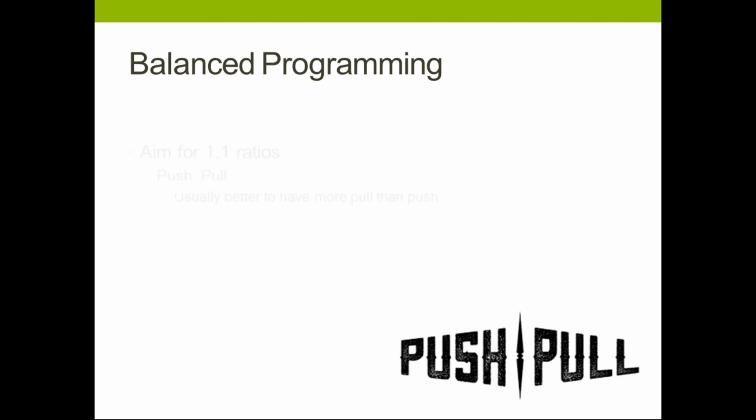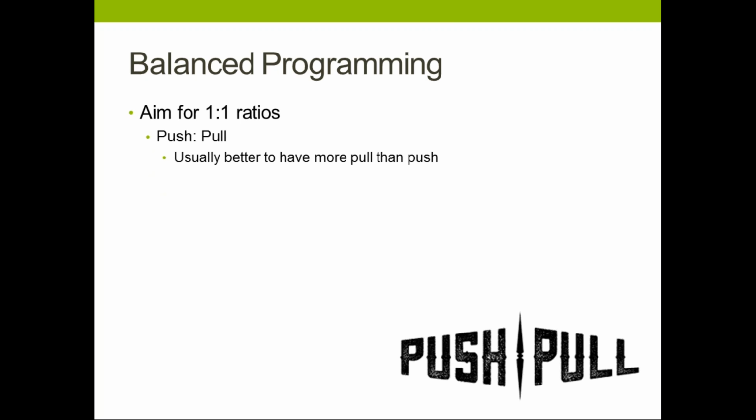So when we're looking at balanced programming, we're typically going to aim for 1-to-1 ratios in a lot of these things, okay? So push-pull, usually 1-to-1, but a lot of times, if you guys do more pull than push, it's typically not a problem because they're usually weaker there anyway. So you guys can kind of load up the pull a little bit more if you want in your programs.